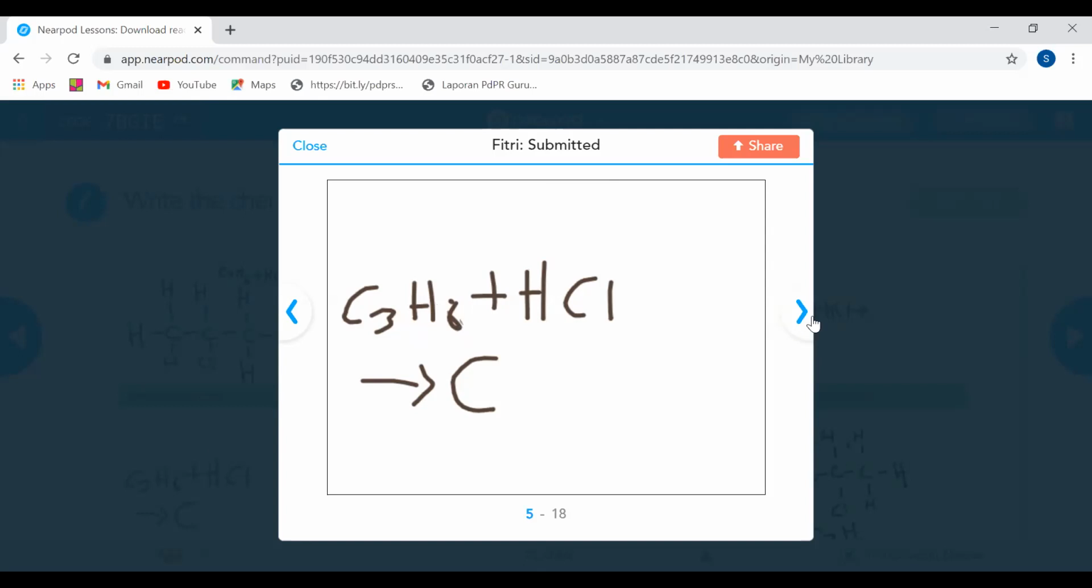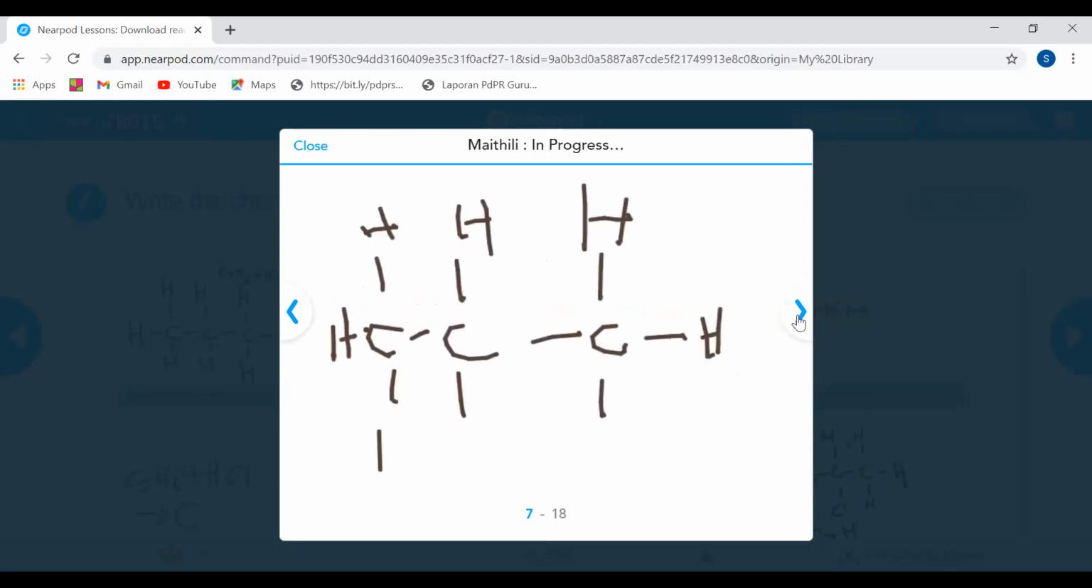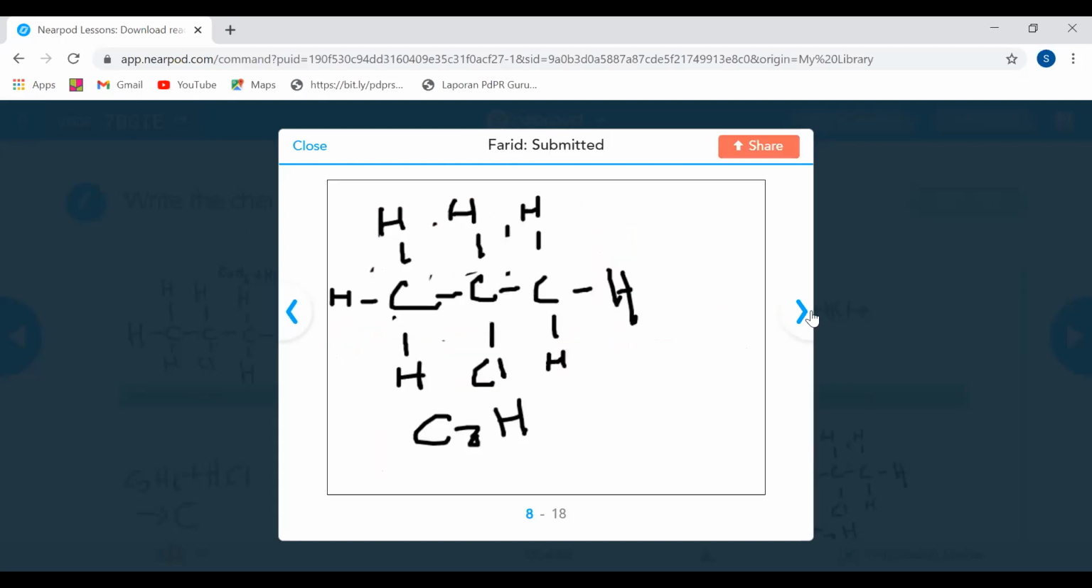Wrong. Teacher asked for propene, not propane. Renat, CH3, CH, double bond, CH2. Renat, this one is 4 carbons. Cannot, teacher asked for propene. Propene is 3 carbons. Must know the functional group. Maitali drew for me the structure. I'm asking for chemical equation. Yeah, must be careful. Farid, C3. He's giving the answer. Okay, I saw the answer here. Correct, but I want the chemical equation.